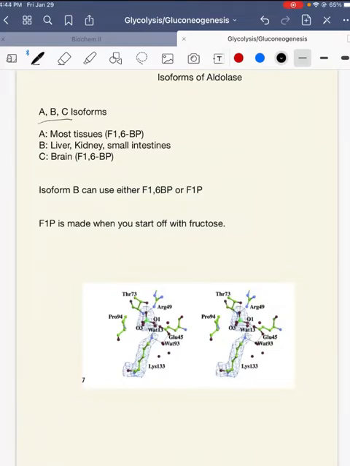A mainly exists in most tissues, and it uses fructose 1,6-bisphosphate as the substrate. B exists in the liver and the kidney and the small intestines. The brain has the isoform C, and it uses fructose 1,6-bisphosphate. Isoform B, the one in the liver, can use either fructose 1,6-bisphosphate or fructose 1-phosphate. So this comes from fructose. You guys don't have to know the fructose pathway. Just know that isoform B can use fructose, which eventually is converted to fructose 1-phosphate, and that eventually can enter glycolysis.